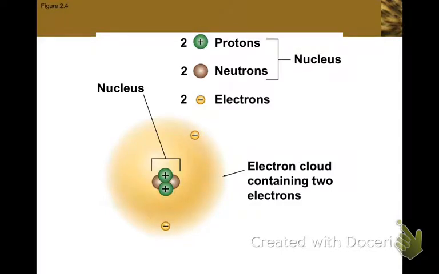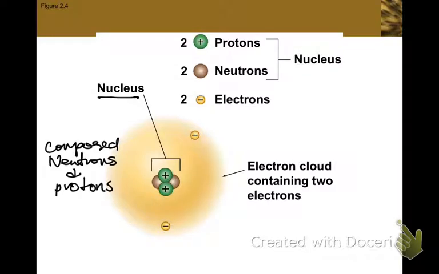Now that we've talked about where you can find these different elements, let's actually start tearing apart atoms. This is an atom right here, just a cartoon representation of it. The center of it is called a nucleus, and the nucleus is composed of neutrons and protons.